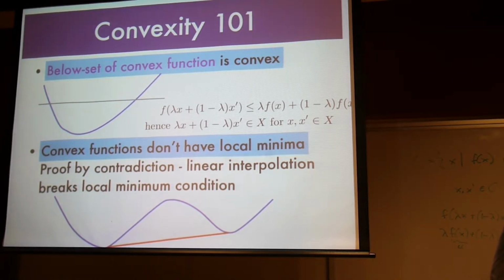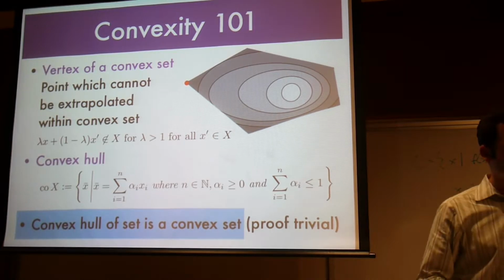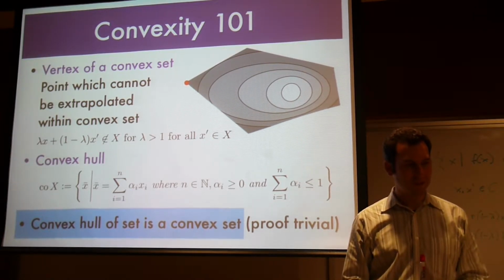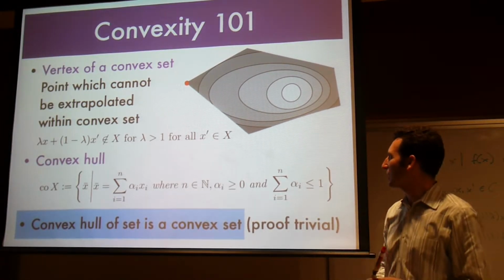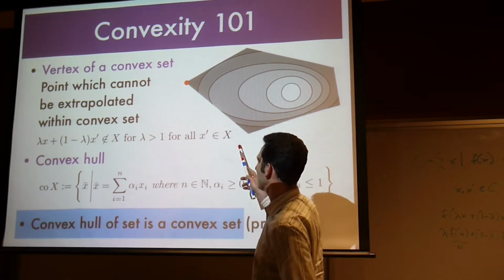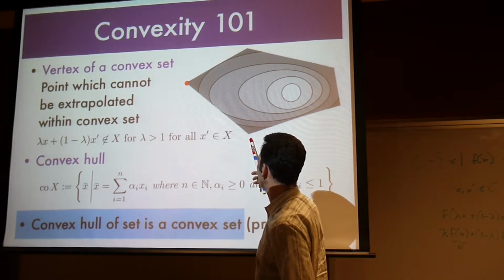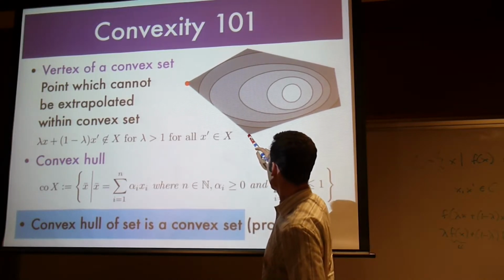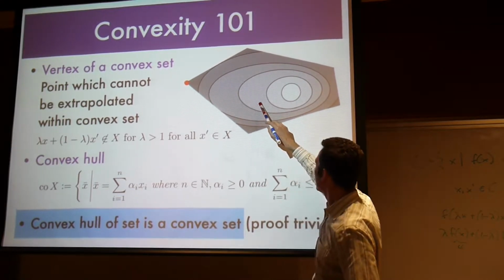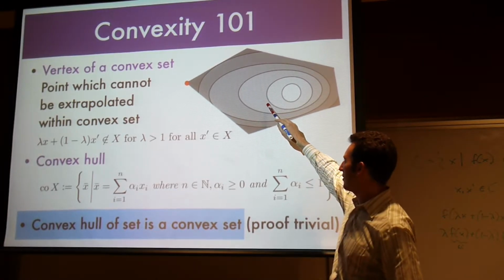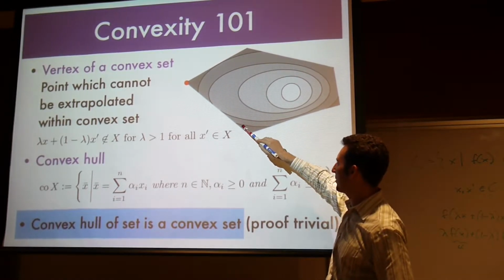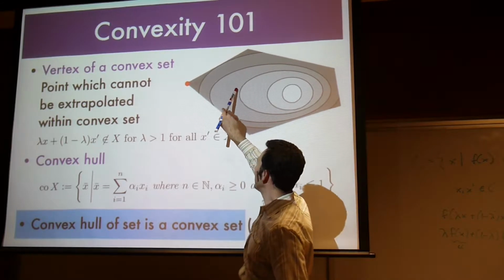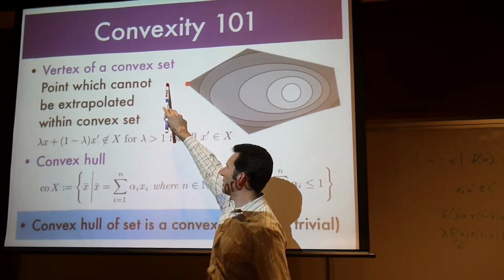A few interesting properties. The vertices of a convex set are basically the points where I can't really extrapolate further. In other words, if I pick one of those vertices, then for any other point within the convex set, where I draw a line from the vertex to that point, if I want to go beyond that point, I will leave the set.